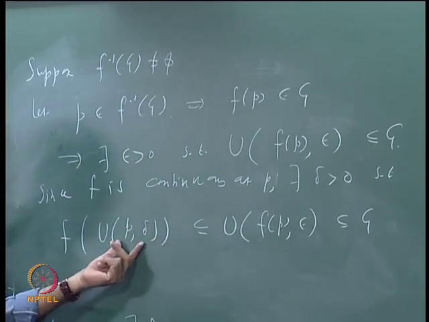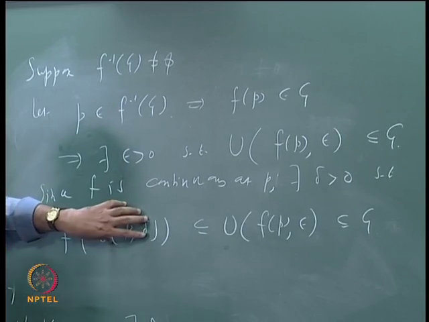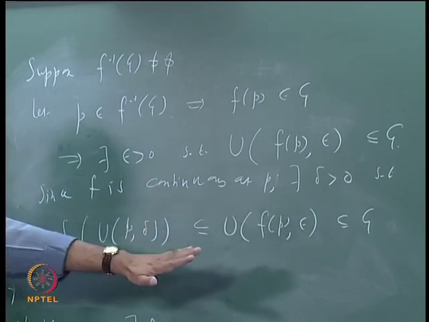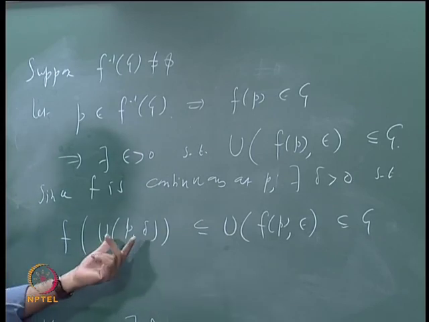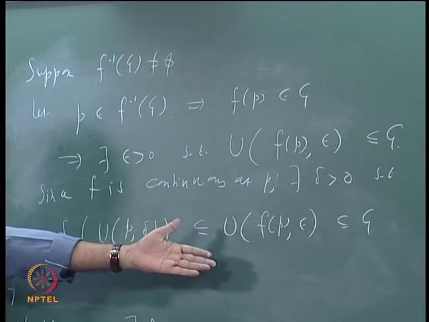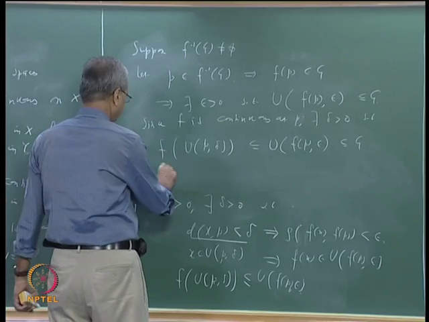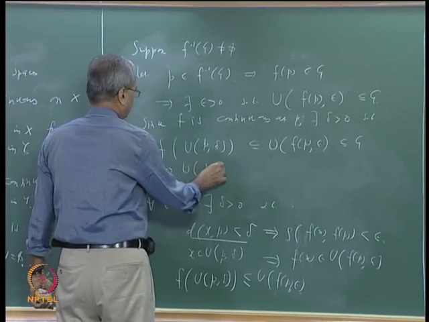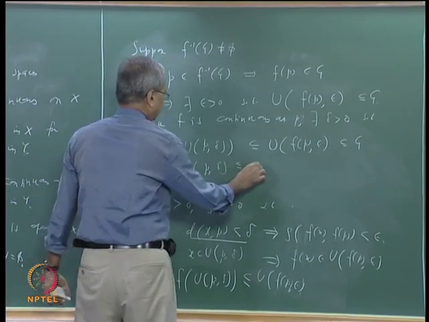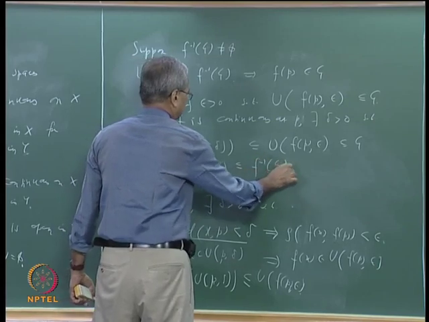Because what we have proved is that if you take any point x in this ball, f(x) is in G. So that means this ball is contained in the inverse image of G. So this implies U(p, delta) is contained in f inverse of G.